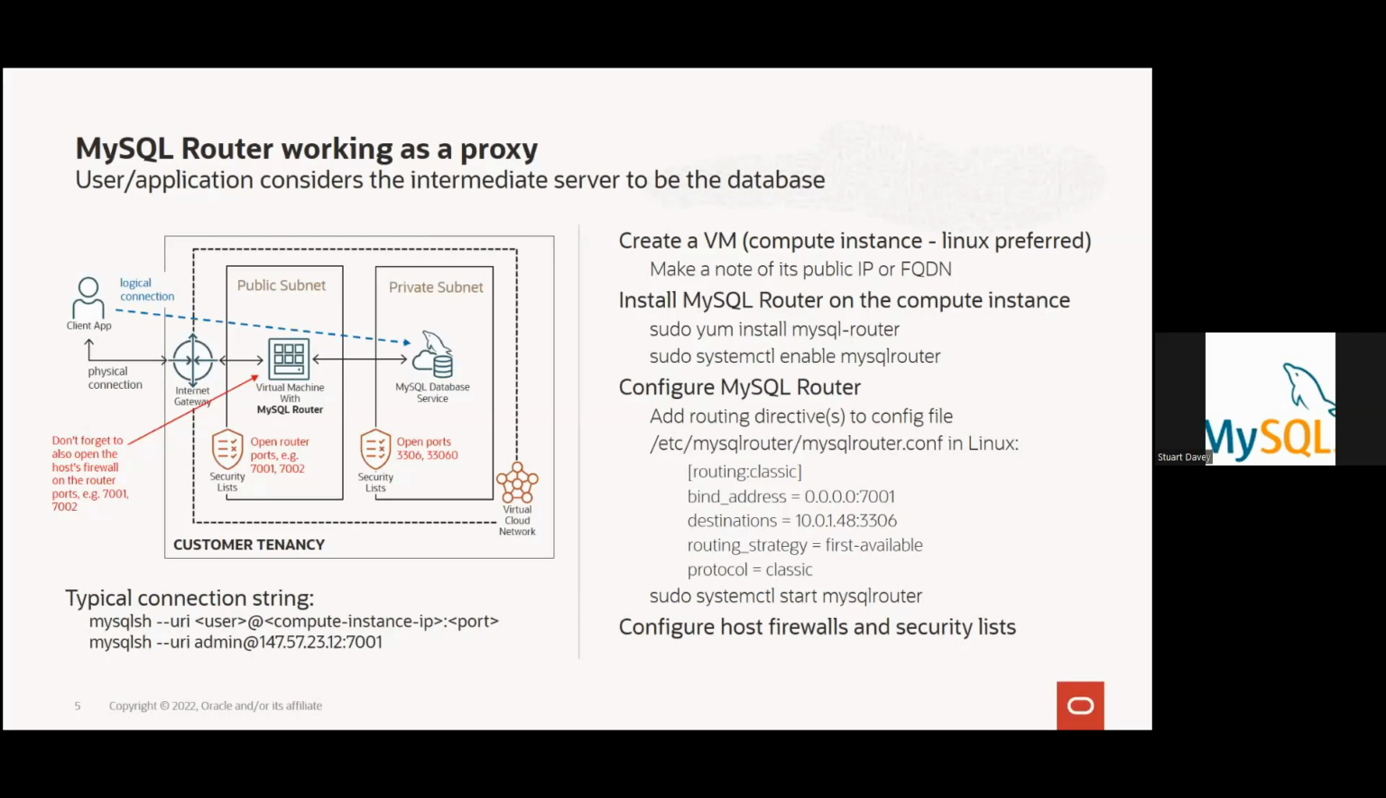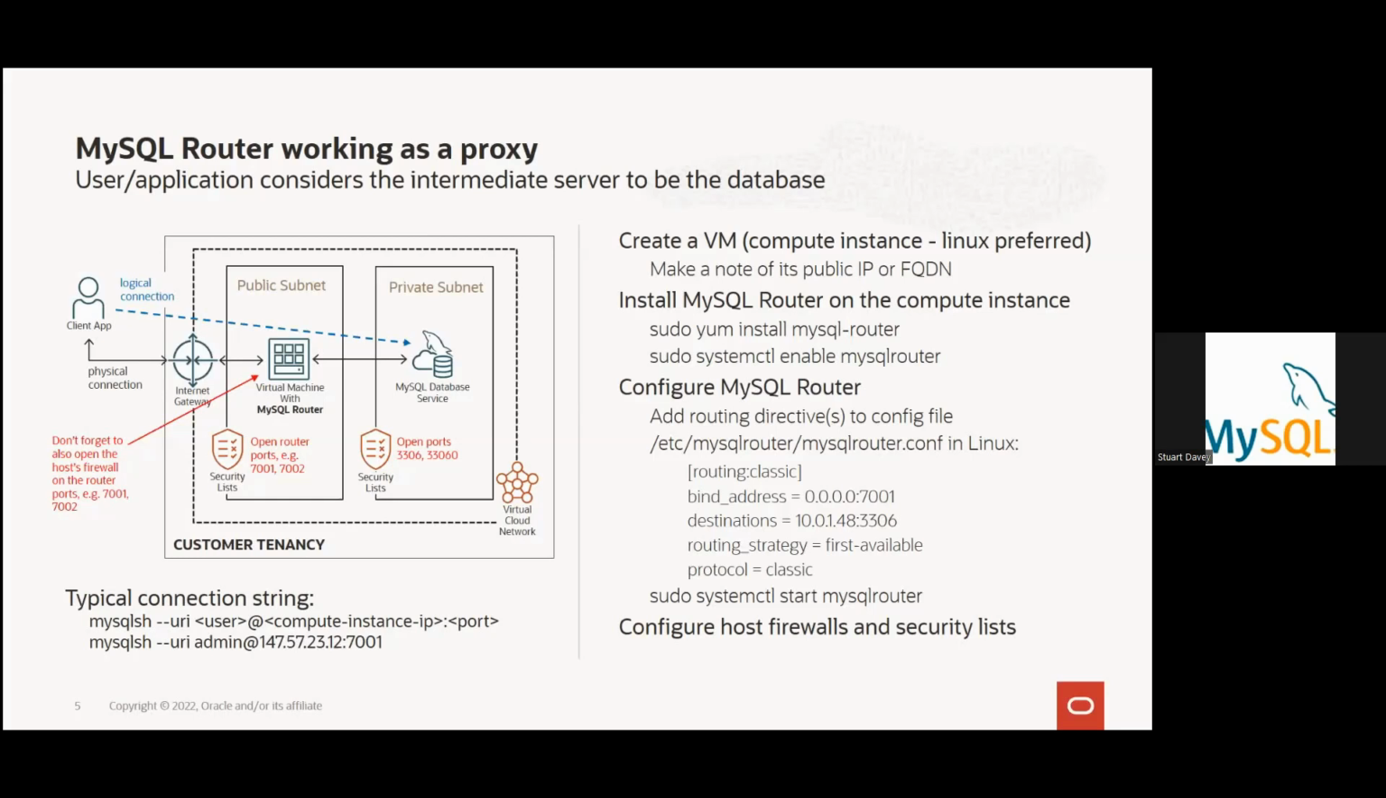The first thing to note is the name of the routing directive, and I've called it routing:classic, a purely arbitrary name. The reason I've called it routing:classic is you could also have one for the X protocol, which I'll talk about in a few minutes. The second point to note is the bind address. I've made the bind address 0.0.0.0 and then :7001.